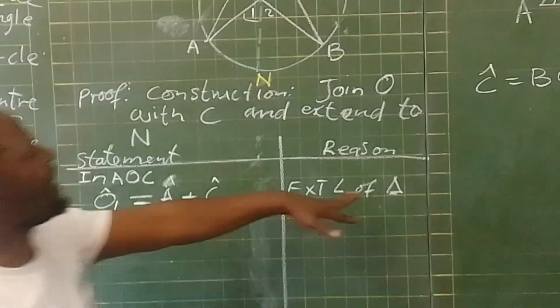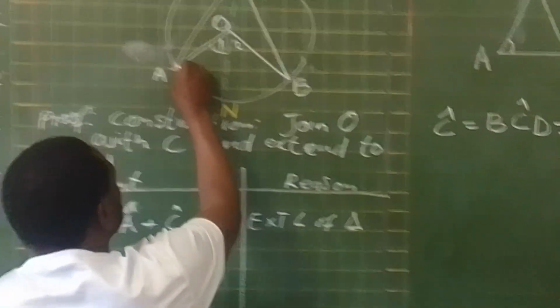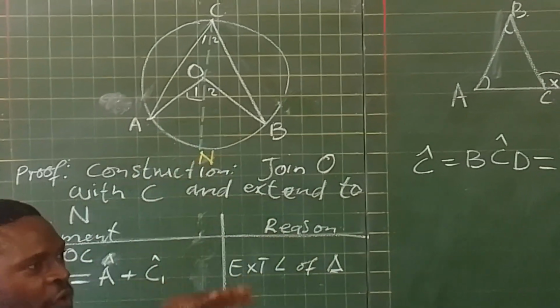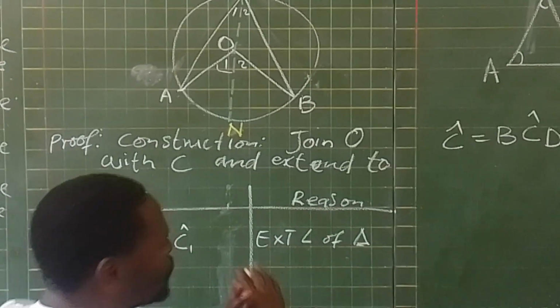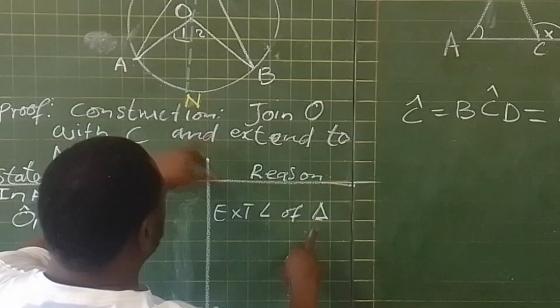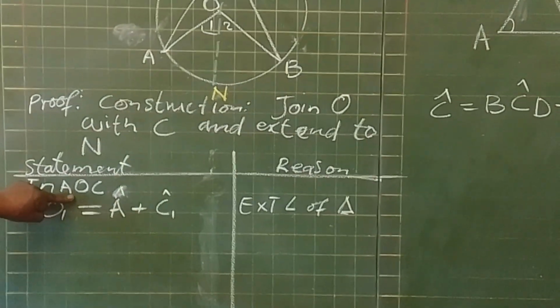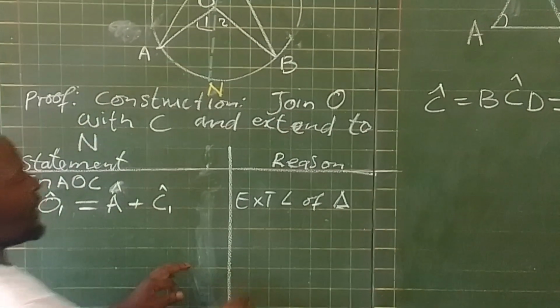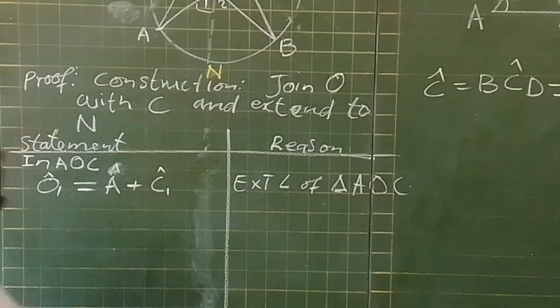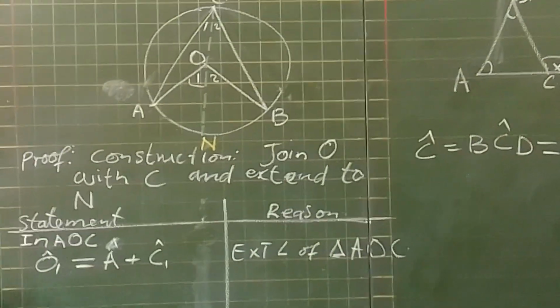You mention that triangle, if you don't mind. It's not a question of having a choice here. It's a question of collecting all the marks. Do not lose any mark because of the lack of information. The triangle that we are talking about is triangle AOC.